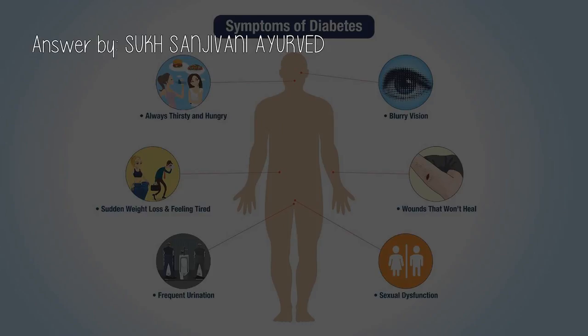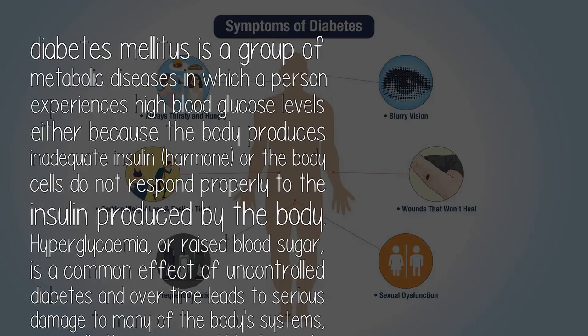Answer by Suksan Jeevaneev. Diabetes mellitus is a group of metabolic diseases in which a person experiences high blood glucose levels either because the body produces inadequate insulin, or the body cells do not respond properly to the insulin produced by the body. Hyperglycemia, or raised blood sugar, is a common effect of uncontrolled diabetes and over time leads to serious damage to many of the body's systems, especially the nerves and blood vessels.